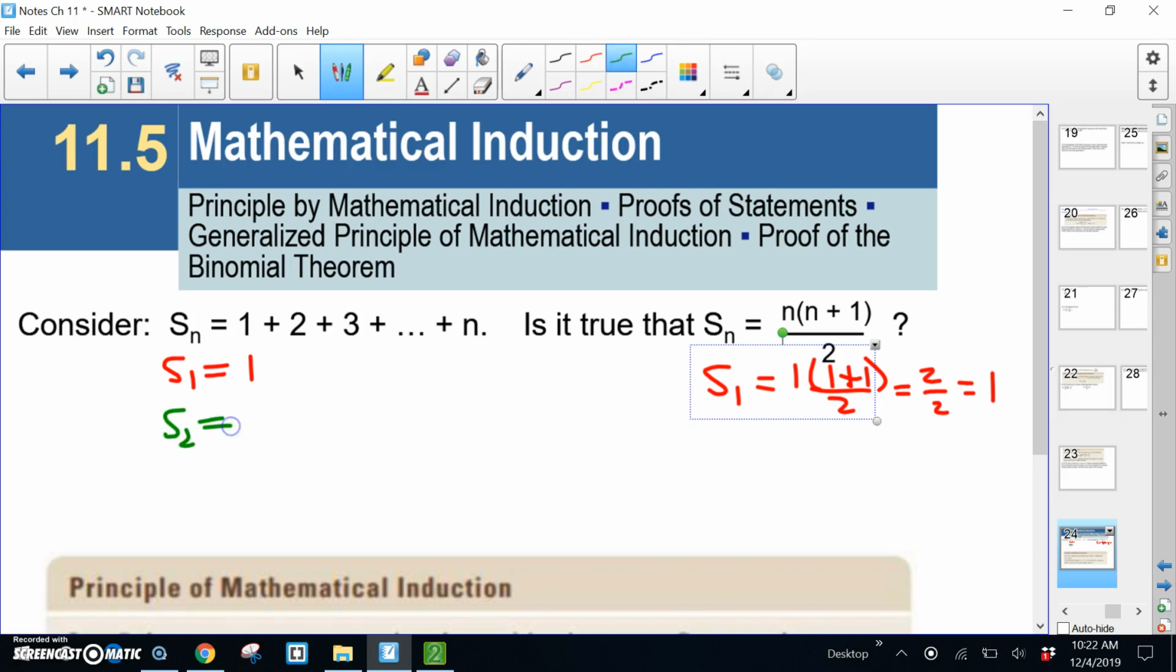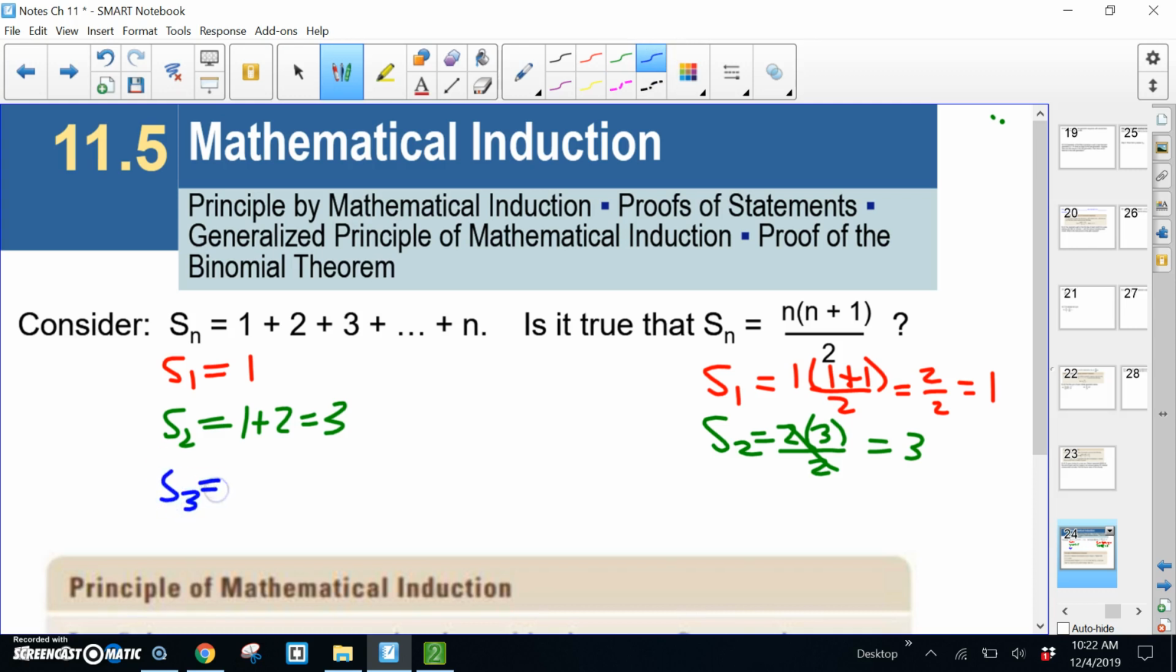So maybe I have an intuition or a feeling here. Look at S2. S2 would be 1 plus 2 equals 3. Or over here, if I do S2, I'm just plugging in 2. I would have 2 times 2 plus 1 is 3 over 2, that's going to equal 3, okay? So whether I look at the statement on the left or the statement on the right, I'm going to get 3. Let's do one more. Let's see S3. The sum of the first 3 terms, 1 plus 2 plus 3, is 6, right? If I look at the formula S3, I plug in 3, I'm going to have 3 times 4 over 2. That's 12 over 2, which is 6.